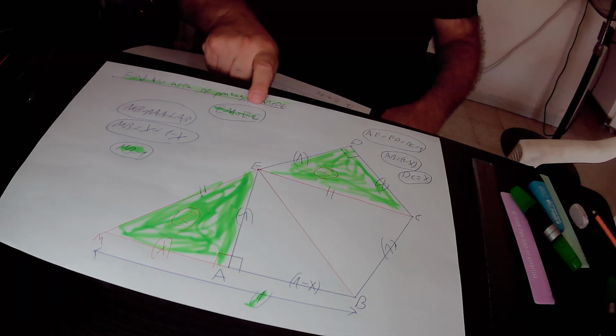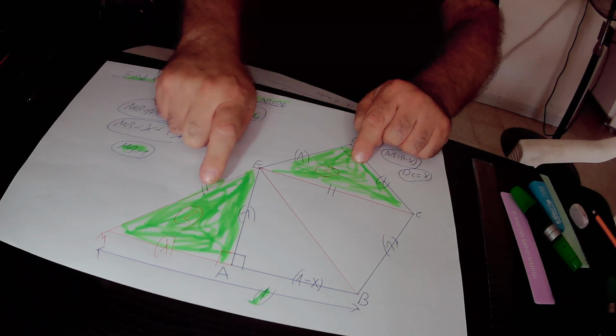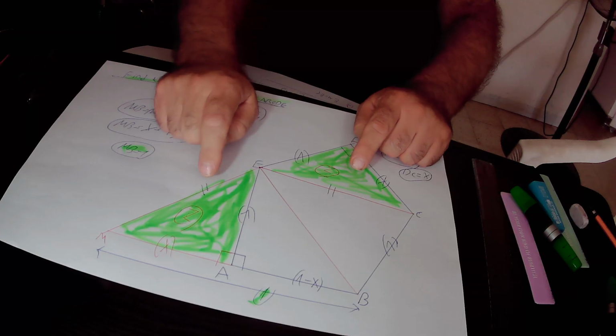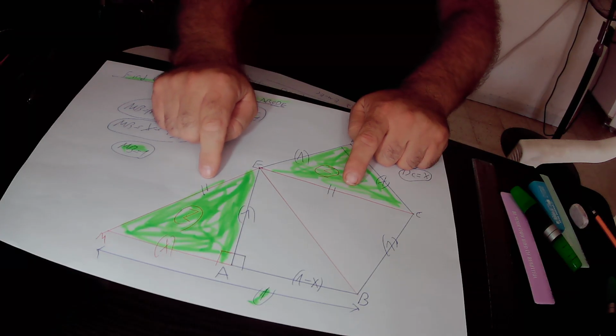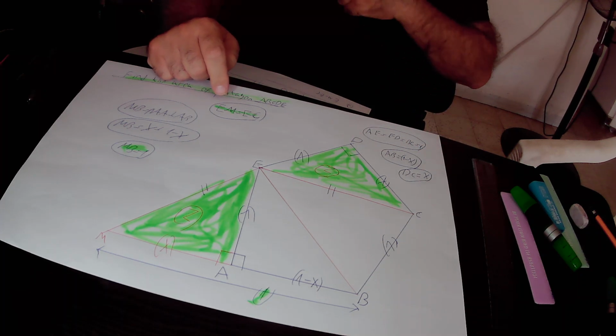ME equals EC. According to the rule that corresponding sides in congruent triangles are equal to each other, those two triangles can go into each other, therefore those two corresponding sides must also be equal in length. So EM equals EC.